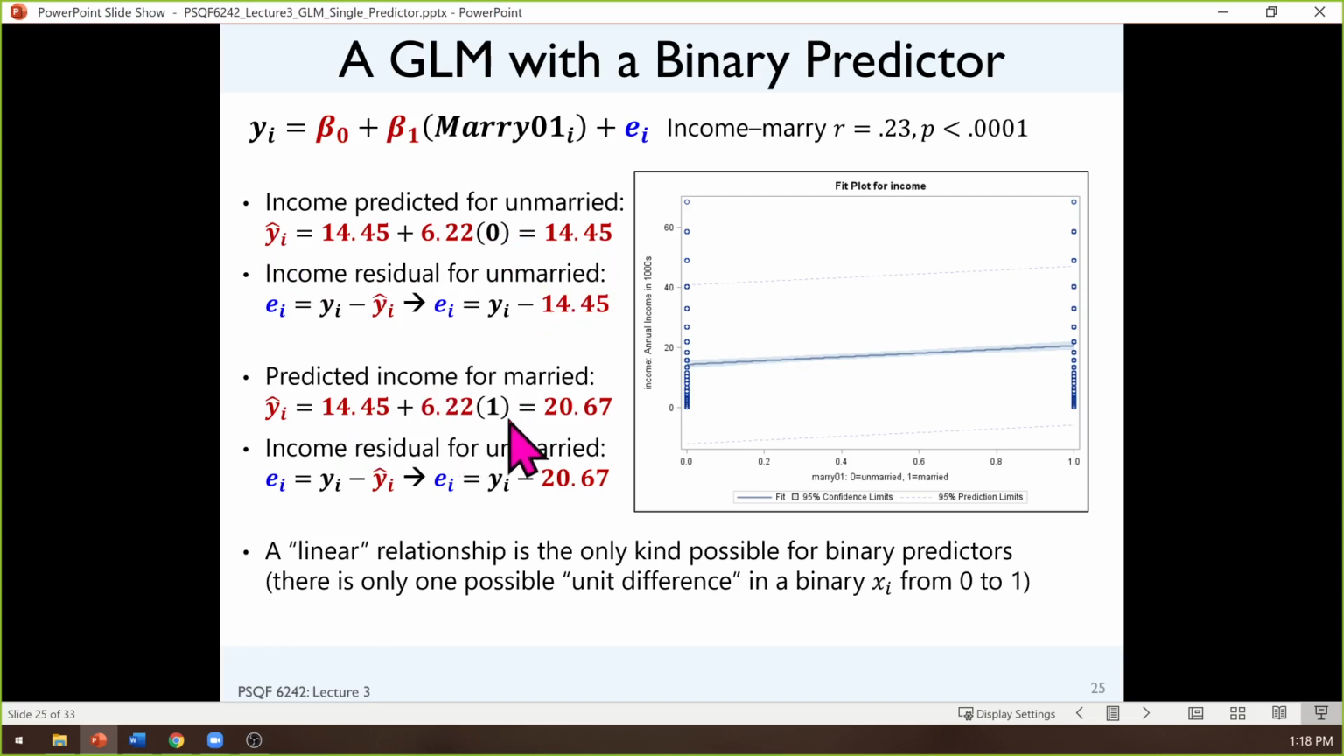Then for the other group, I would put in a 1, and the slope was estimated at 6.22, so that means the married group makes about $6,000 more than the unmarried group in this example. And unlike other kinds of quantitative predictors, for a binary predictor, you can only have a linear relationship because there's only one possible difference between 0 and 1. So that's all you can do, is just talk about the mean difference of the 1 group relative to the 0 group.